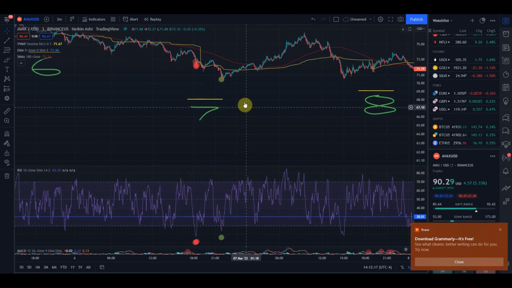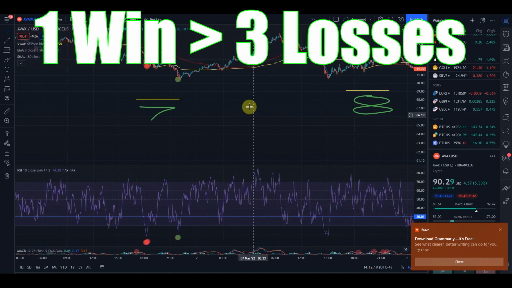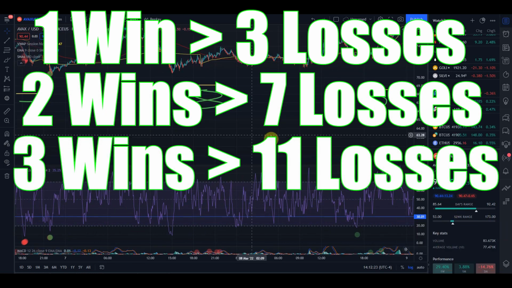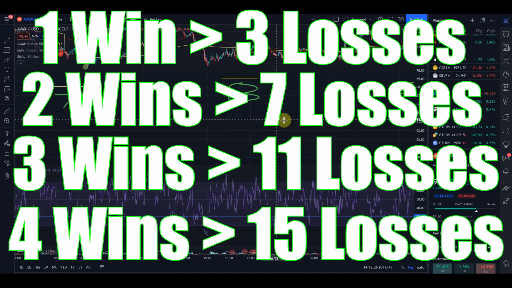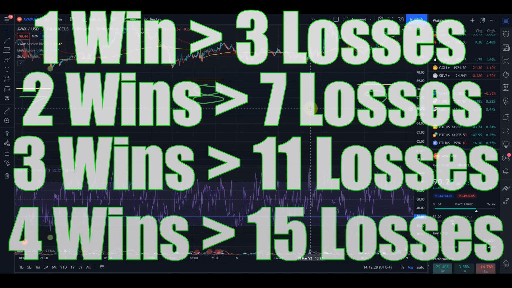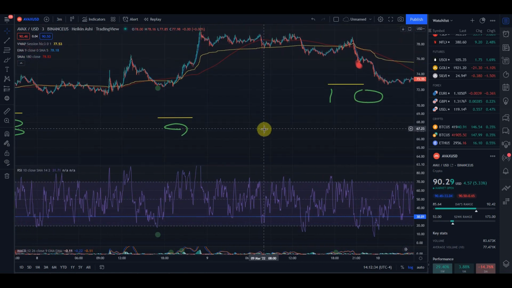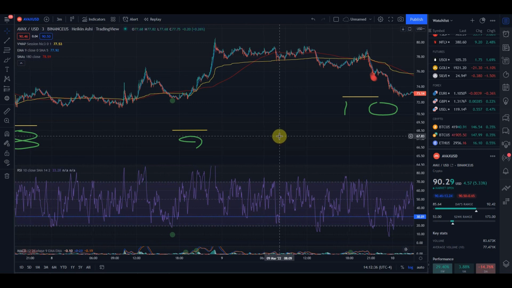With a 4-to-1 risk reward ratio, 1 win would beat 3 losses, 2 wins would beat 7 losses, 3 wins would beat 11 losses, 4 wins would beat 15 losses. There is quite a lot of room for losses to be made, but you really don't even need that many profits. As you can see, guys, we have a much higher win rate than 25%. It's actually closer to 50%, but we'll get into that in just a moment.